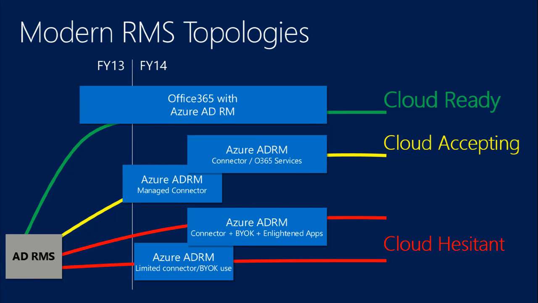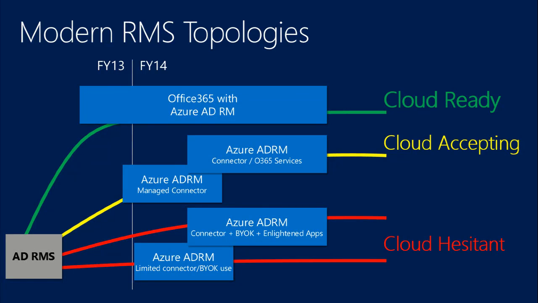And kind of going down a little bit, so if you're in the cloud hesitant category, basically there's a couple of different things here. One is just Azure ADRM with limited connector and BYOK use. Essentially, limited connector means you're not syncing all the directory data up to the cloud. You're only synchronizing a smaller subset of that data instead of giving your whole directory to AAD. The second part is you're bringing your own key to the service, so you're staying in control of your encryption key and decryption activities the whole time.